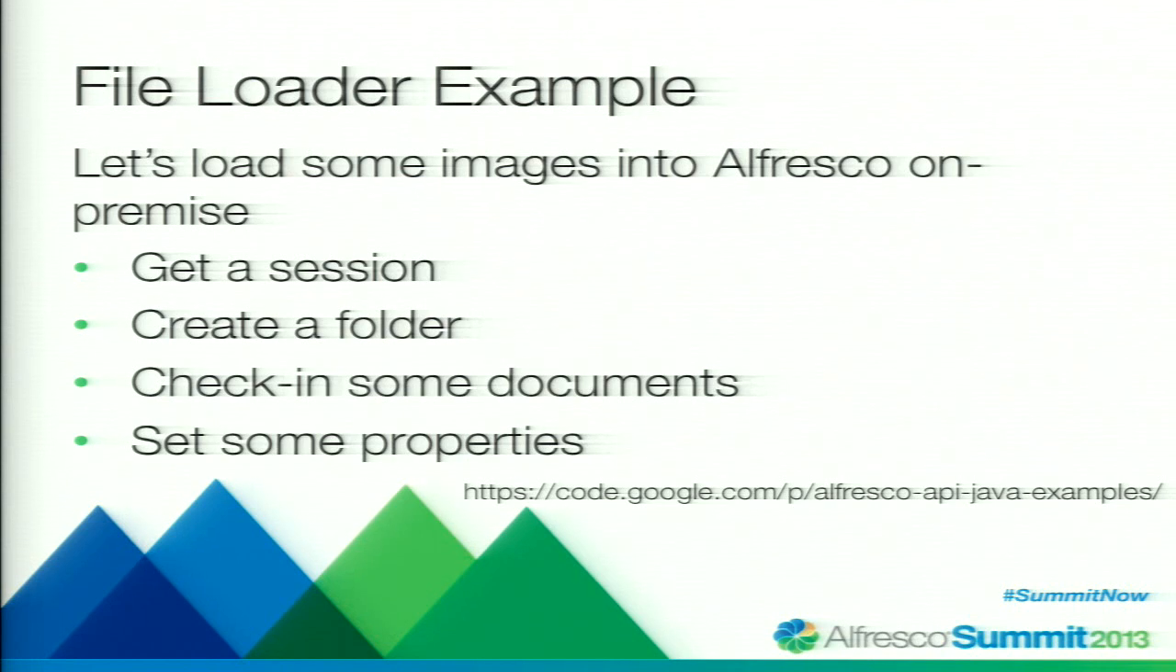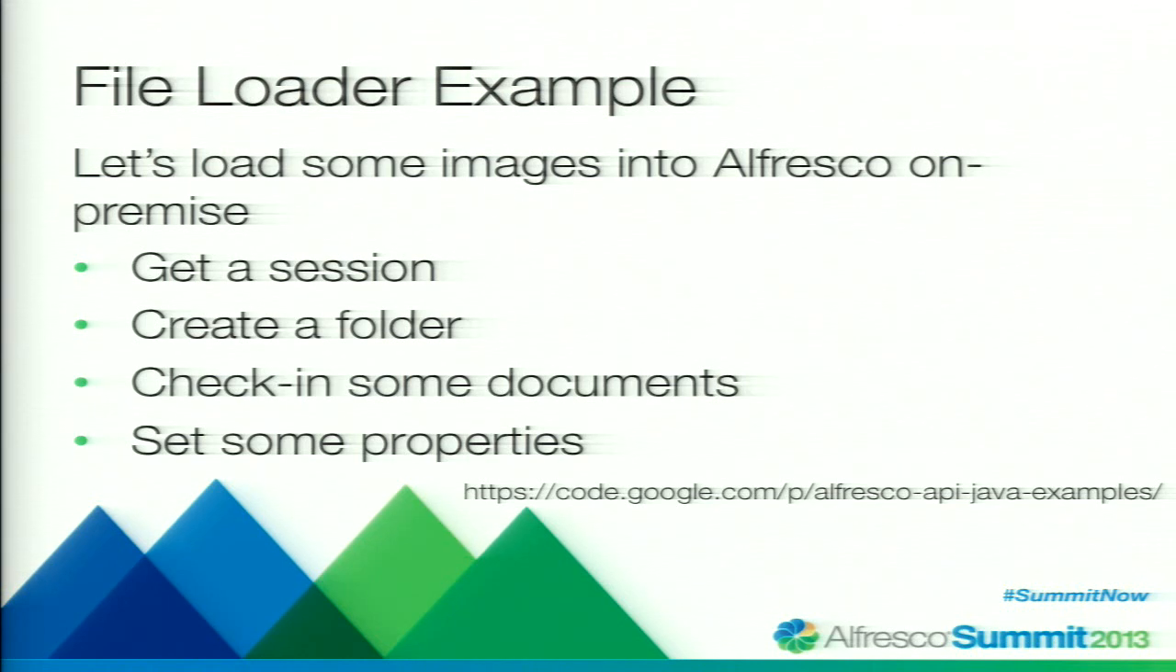Let's look at a Java example that will load some images into Alfresco. I'm going to do it twice. The first time, I'm going to load it into Alfresco running on-premise, and this will be 4.2e Community Edition. The second time, I'm going to run the exact same code against Alfresco in the cloud. Alfresco in the cloud supports CMIS, and so does Alfresco on-premise. The only thing that's different is how the authentication works. If you want to write code that works against both, all you need to know is how to get that authentication handled, and the rest of it is CMIS.